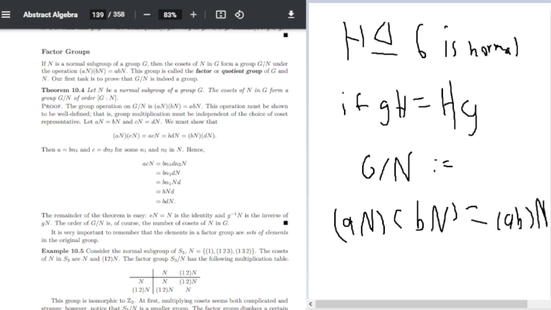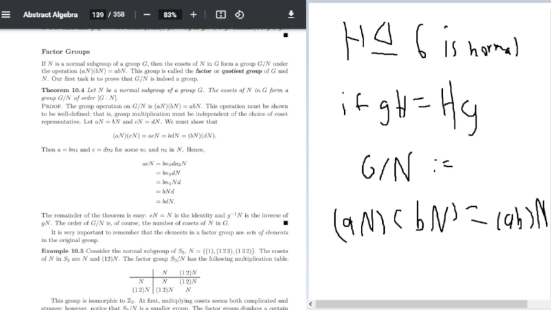This group is called the factor or quotient group of G and N. Our first task is to prove that G over N is indeed a group. Theorem 10.4. Let N be a normal subgroup of a group G. The cosets of N in G form a group G/N of order [G:N], the index of N in G. Proof. The group operation on G/N is aN times bN equals abN.